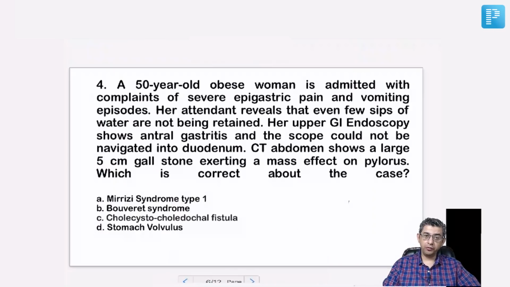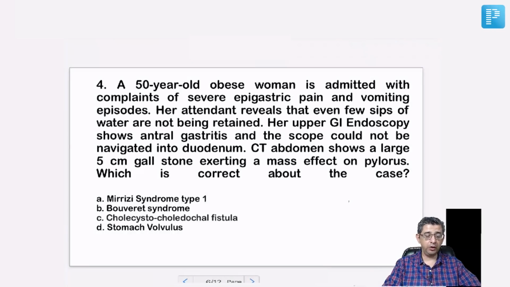Coming to question number 4 for today, this is about a 50-year-old obese woman who's admitted with complaints of severe epigastric pain and vomiting episodes. The attendant has revealed that even a few sips of water are not being retained by the patient. So we need to understand that the vomiting component is fairly severe, and her upper GI endoscopy is showing some antral gastritis, and the scope could not be pushed further into the duodenum.